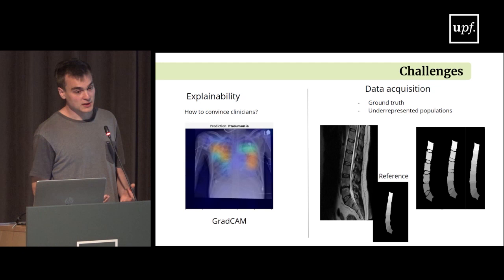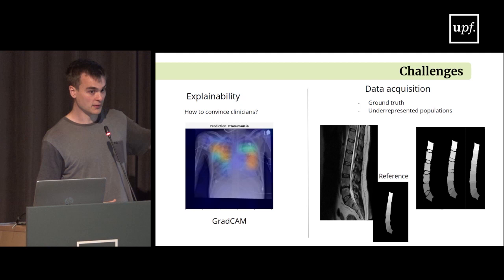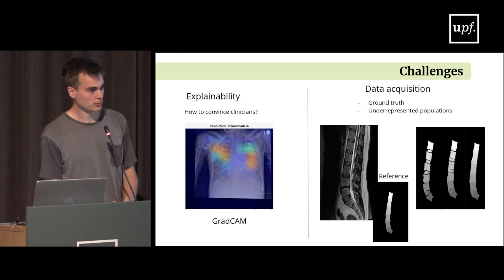How do you convince a clinician to trust this prediction? One way to do it when you're dealing with images is that you can superpose a mask on the original image that will show you where the model was looking to make its prediction. In this kind of image on the left, you see that the model was actually looking at the lungs, which is quite promising to find pneumonia.